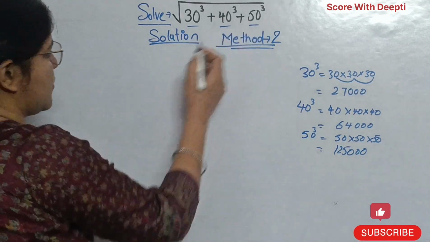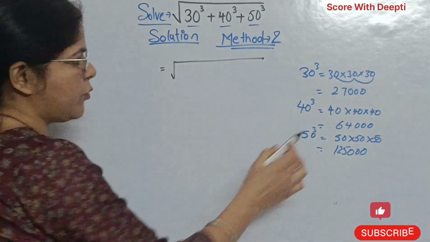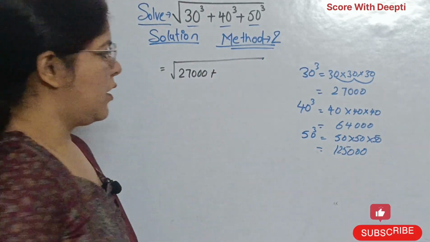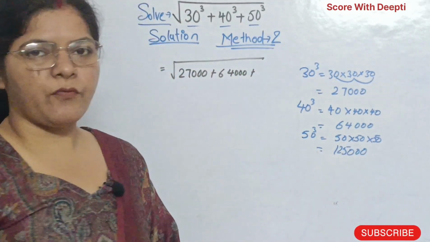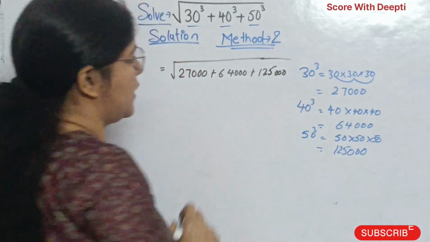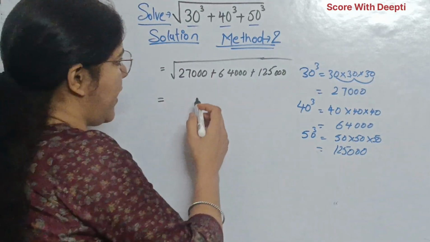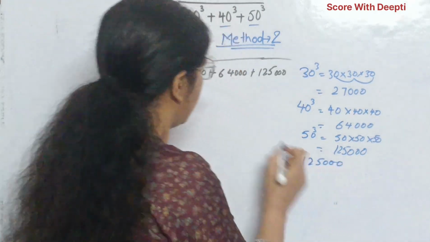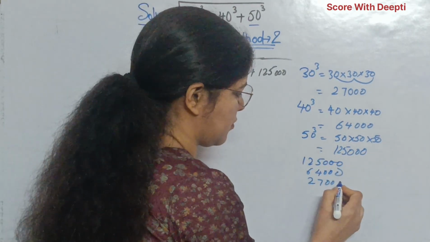Next, in place of this we will write square root. In place of 30 cube we put the value of 27,000. Next in place of 40 cube we put the value of 64,000. Next in place of 50 cube we put 1,25,000. Next we will add these three terms. Here we will write 1,25,000 plus 64,000 plus 27,000.